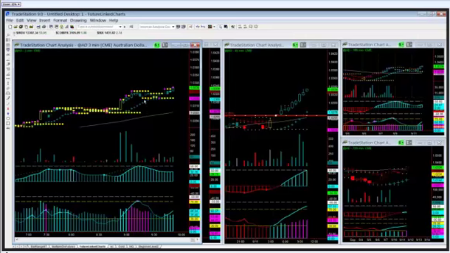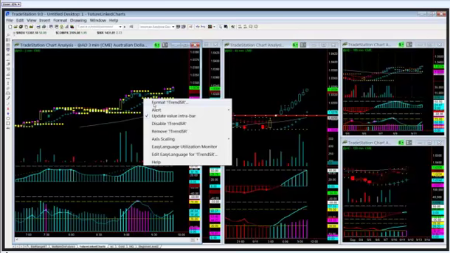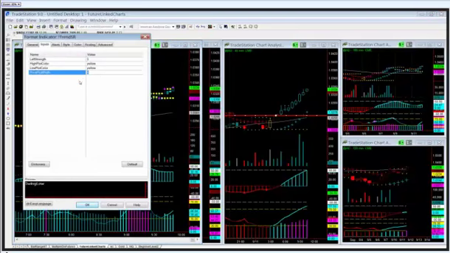Now, the next indicator, let me take this back so you don't have to see these big dots all morning.